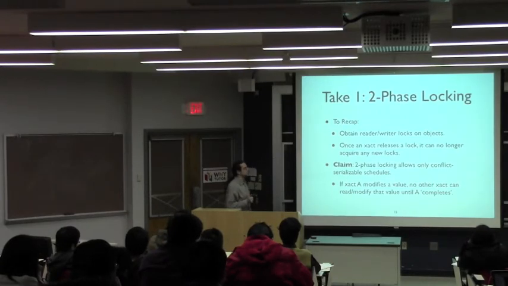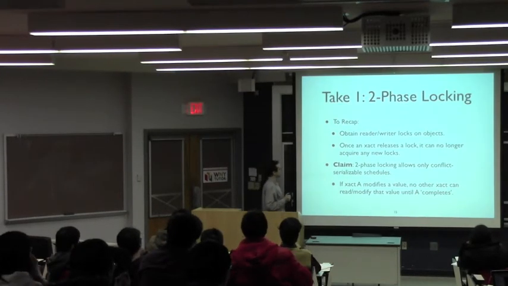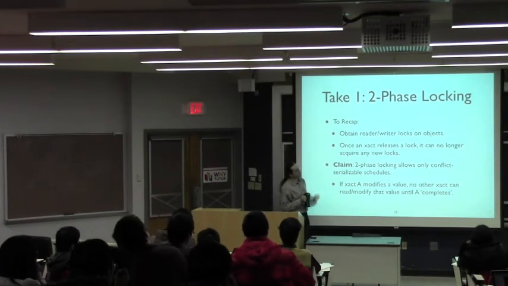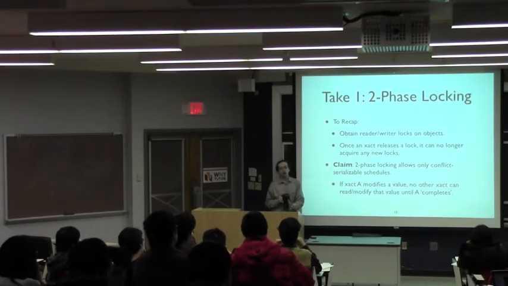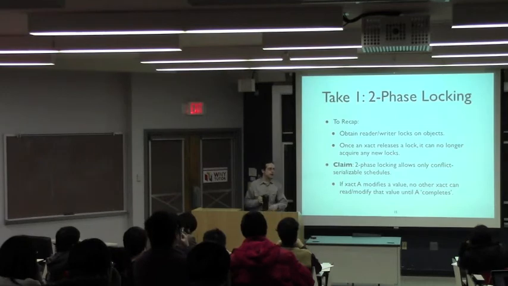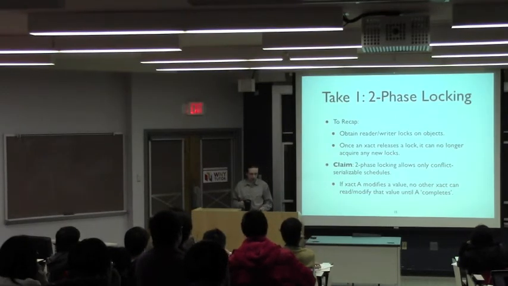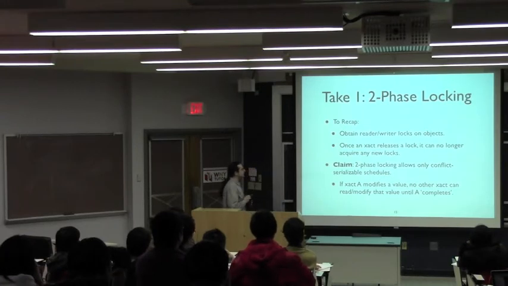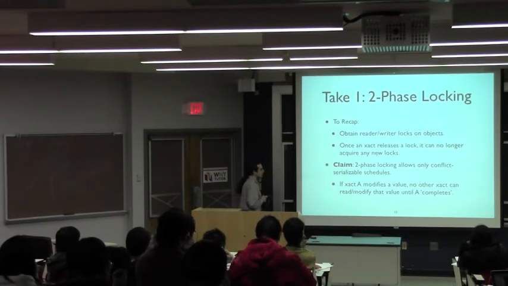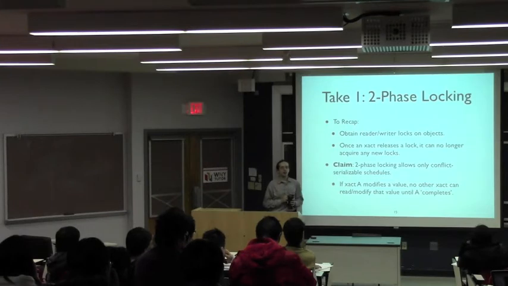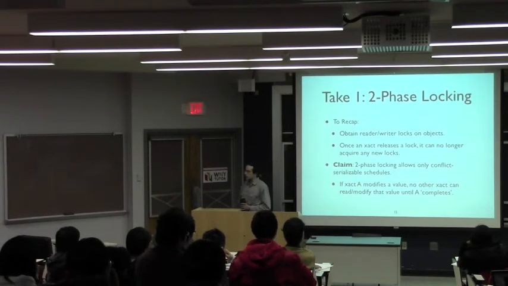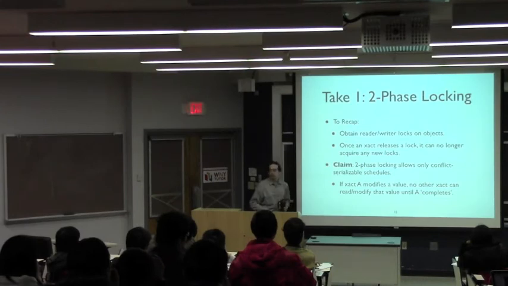And the two-phase business comes in because you have phase one where you're allowed to acquire locks, and then as soon as you release one lock, you're not allowed to acquire any new ones. Now my claim is that this two-phase locking process is only going to allow conflict serializable schedules to occur. Essentially, if one transaction modifies a value, then no other transaction can modify that value until it completes.